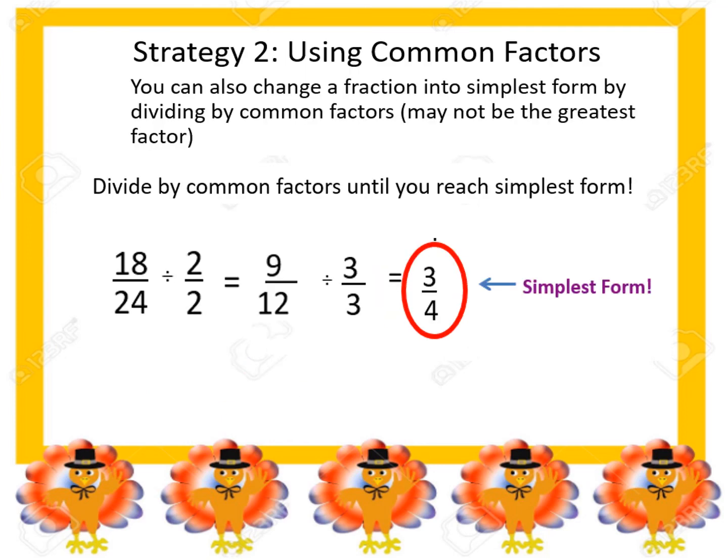And then strategy 2, using common factors. You can also change a fraction into simplest form by dividing by common factors. It may not be the greatest, but you keep dividing until you can no longer do that. If I look at this example, I know that 18 and 24 are both even, so I can divide them by 2. When I do that, I get 9/12. Well, I know that 9 and 12 both can be divided by 3, so I keep dividing. 9 divided by 3 is 3, 12 divided by 3 is 4. I know that 3 is a prime number, that's one of my superheroes, and it's not a factor of 4, so I know I am done.